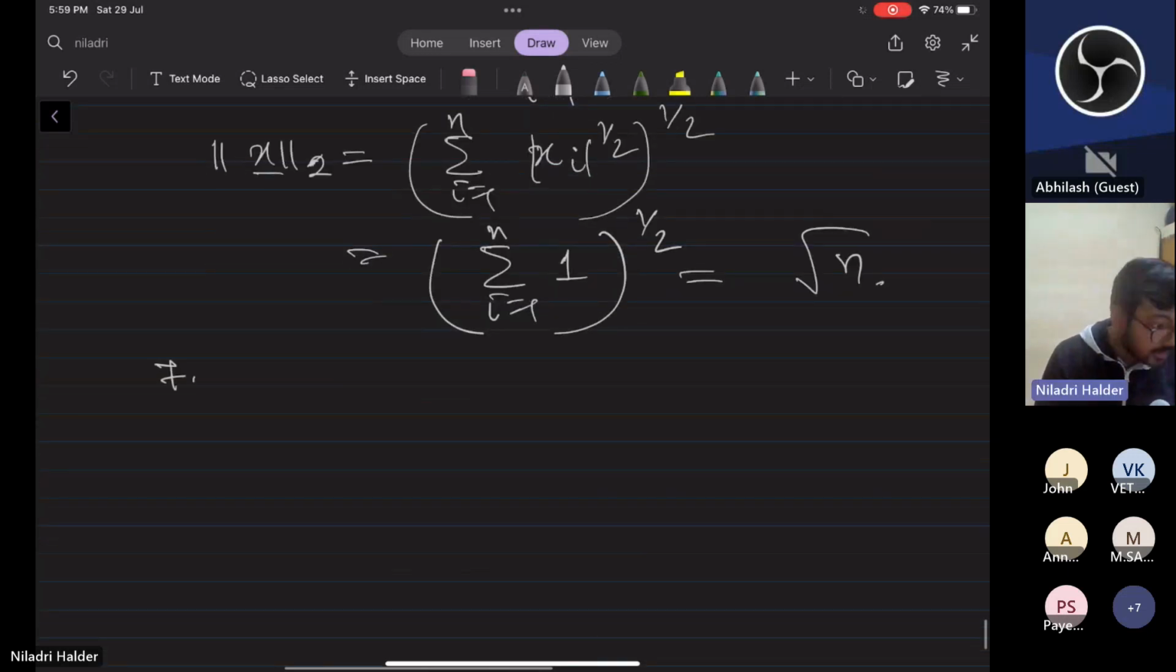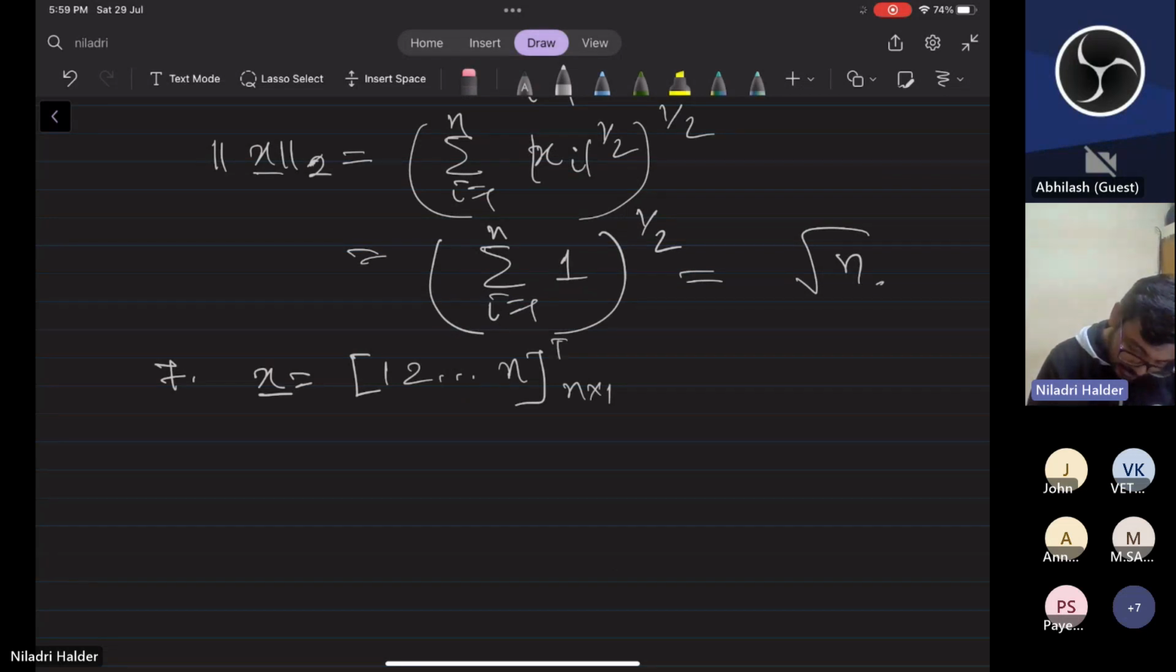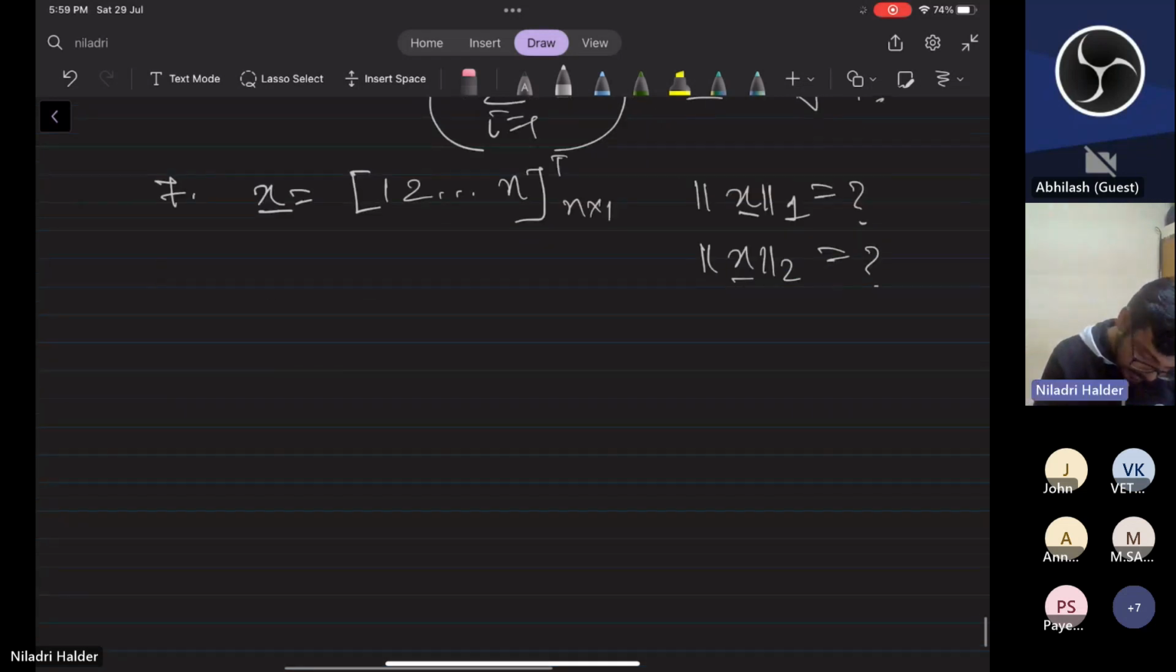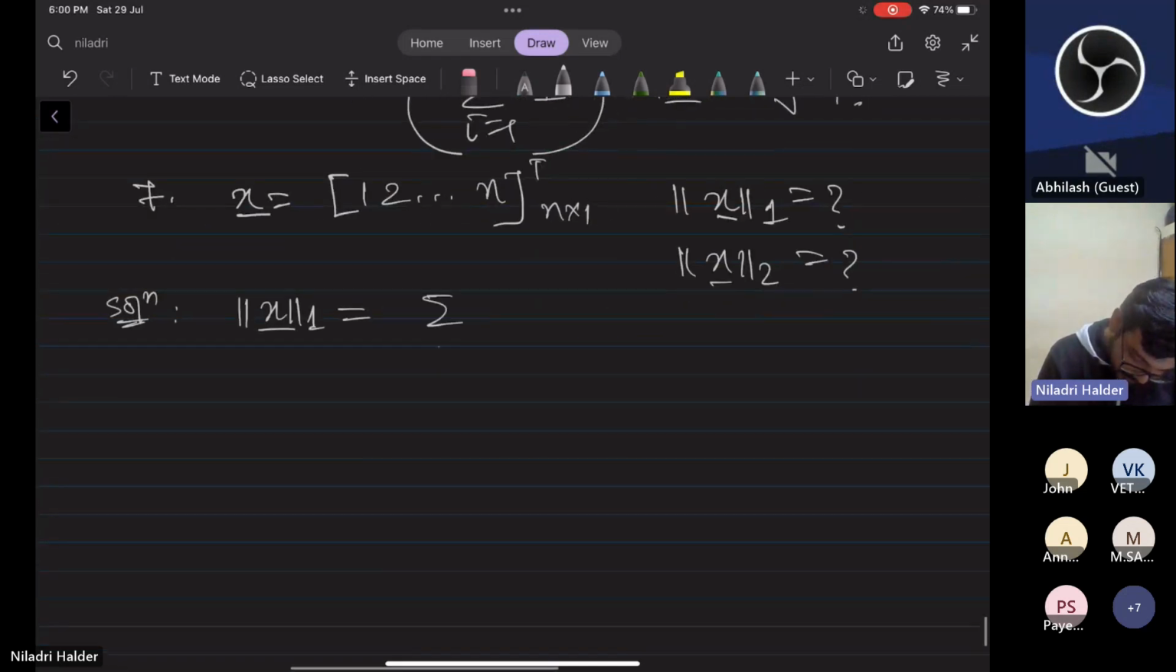Question number 7. x equals 1, 2, up to n, an n cross 1 vector. Then what would be the L1 norm and L2 norm? The L1 norm will use the same formula: the summation from i equals 1 to n of mod xi.